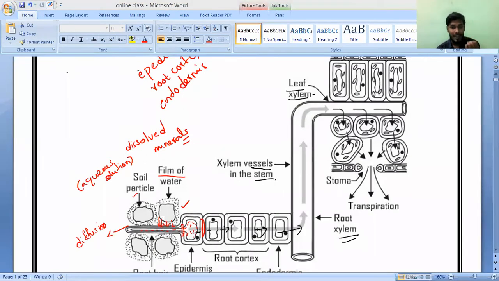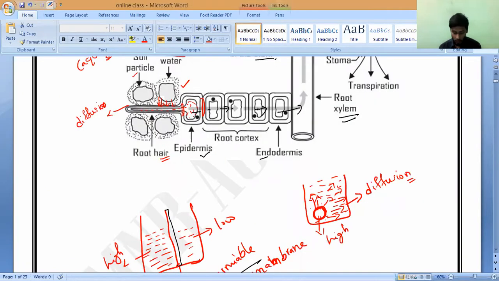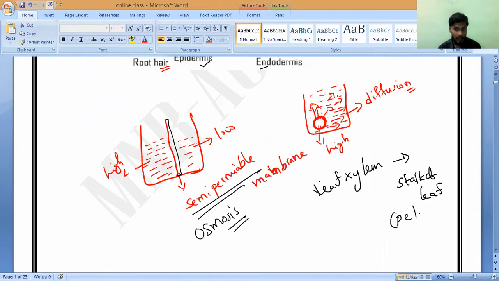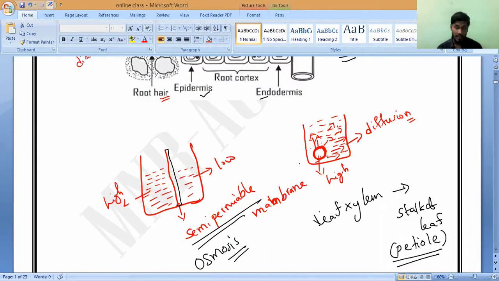That is called the stalk of the leaf, where the water has reached. So finally, the xylem reaches the leaf xylem. From the leaf xylem, it reaches the stalk of the leaf, which we call the petiole. Understand? It reaches the petiole. From the petiole, it is distributed throughout the leaf for the photosynthesis process.